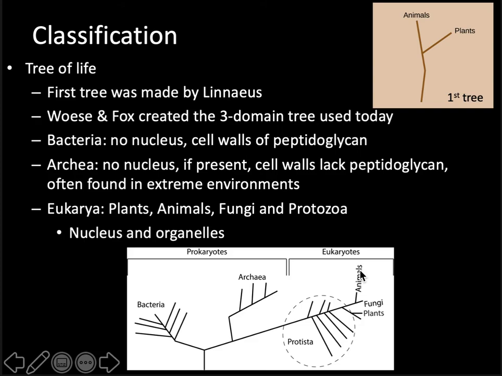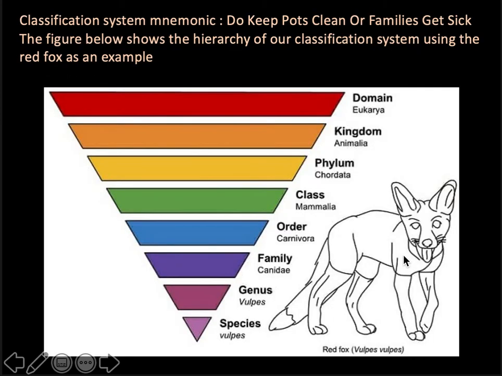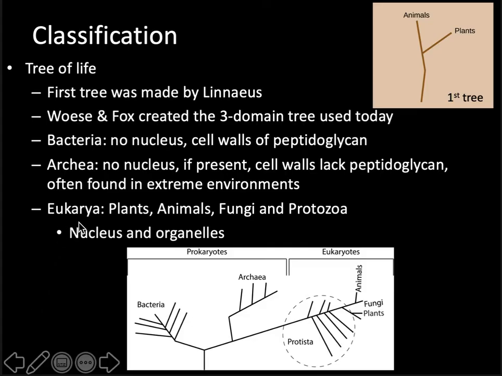Okay, so eukaryotes are a domain, archaea are a domain, and bacteria are a domain. So the three domains of life: bacteria, archaea, and eukarya. But eukaryotes can be further broken down from domain into kingdoms, and those kingdoms are the plant kingdom, the animal kingdom, fungi, protozoa. There's actually a lot more kingdoms as well, but these are the main kingdoms that we see in this class.